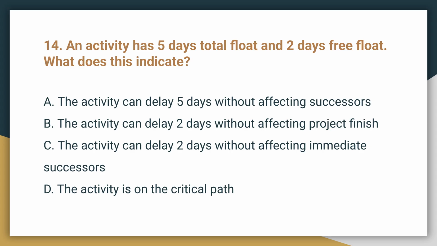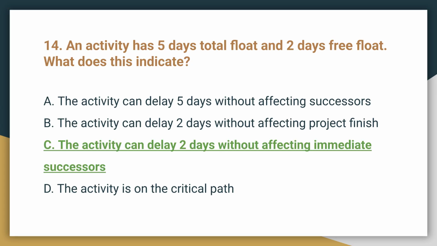Question 14. An activity has 5 days total float and 2 days free float. What does this indicate? The correct answer is C. The activity can delay 2 days without affecting immediate successors, as defined by the free float.